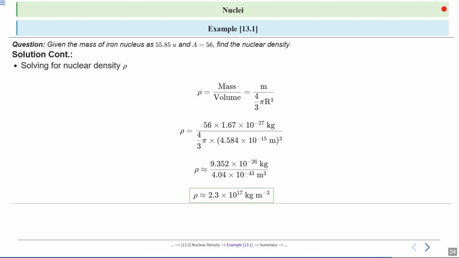So finally, dividing the mass by volume, we find the nuclear density is approximately 2.3 times 10 to the power 17 kilograms per cubic meter. This is an incredibly high density, much greater than anything we encounter in everyday life.